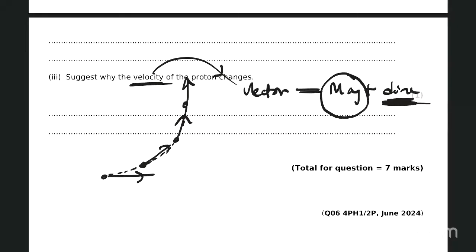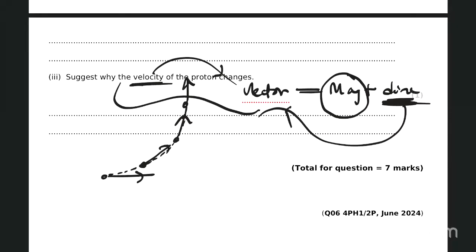So since the direction is changing, the velocity value will also change. So that is the answer. Since velocity is a vector, when the direction changes, the velocity will also change. The magnitude might be a constant value, we don't know that, right? The value of the velocity might be constant, but the direction is changing, so therefore the velocity will be considered to be a changing value.